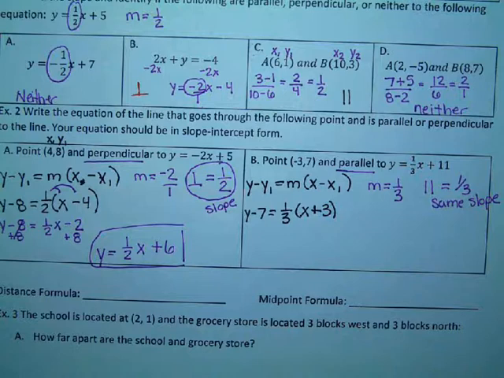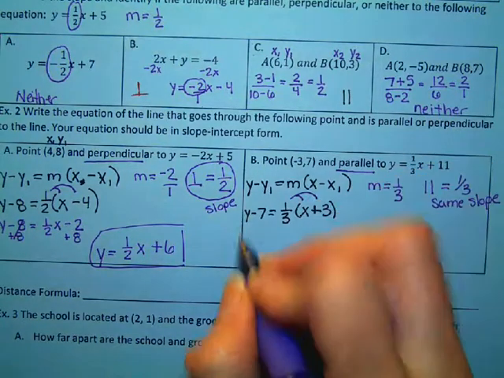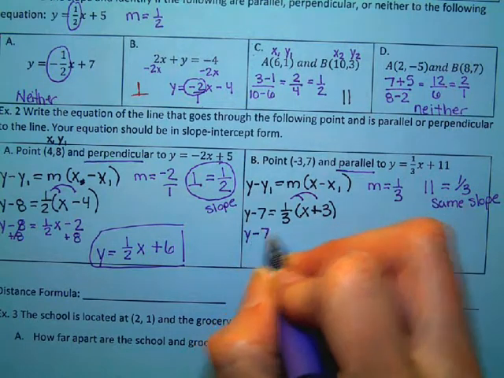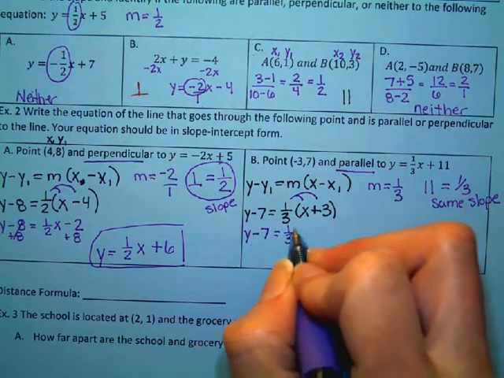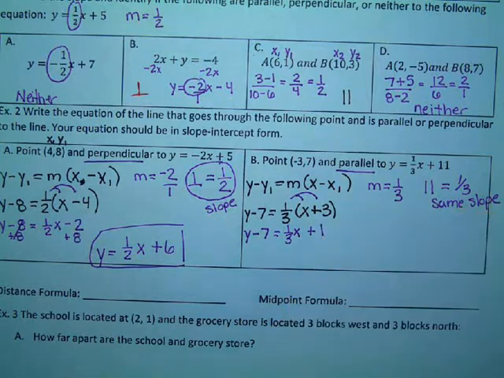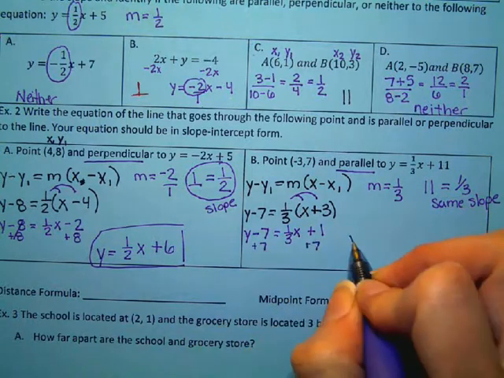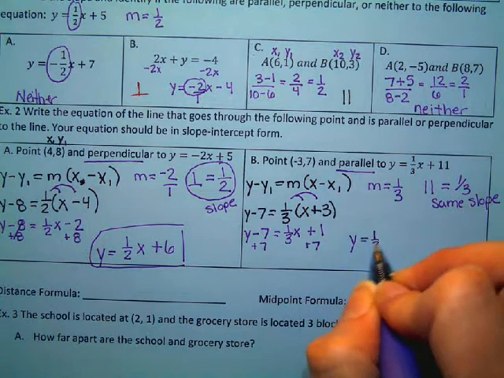We're going to distribute to get y by itself. So y minus 7 equals 1/3 x plus 1/3 of 3 is just 1. And I'll add my 7 to the other side. My answer is y equals 1/3 x plus 8.